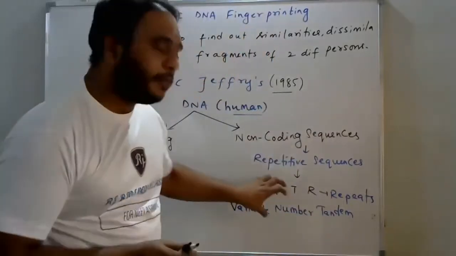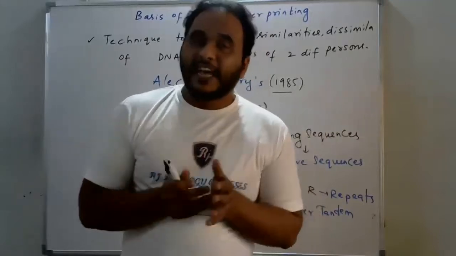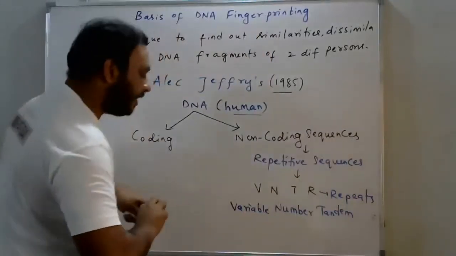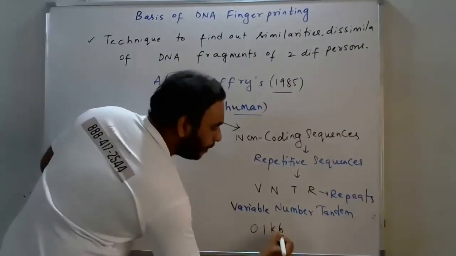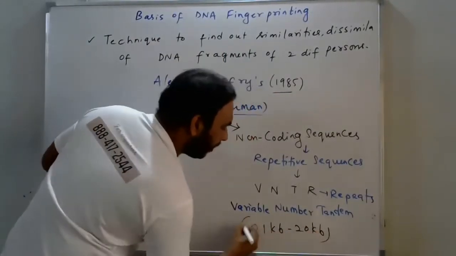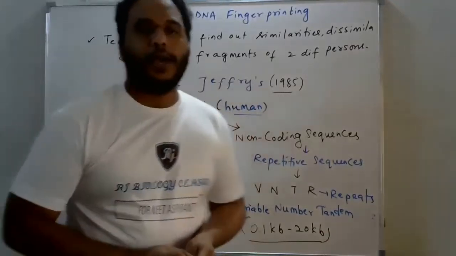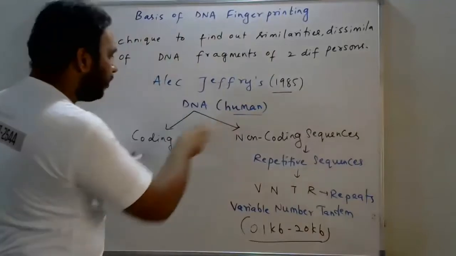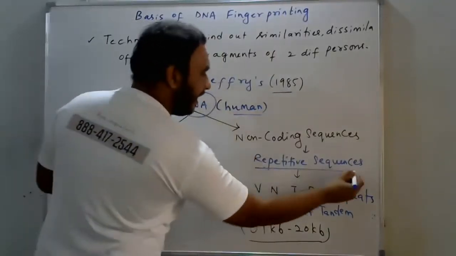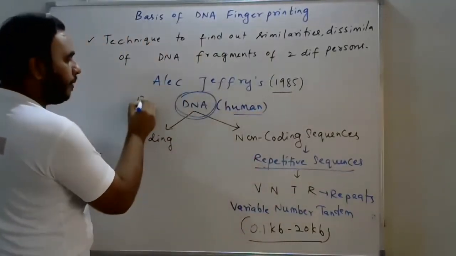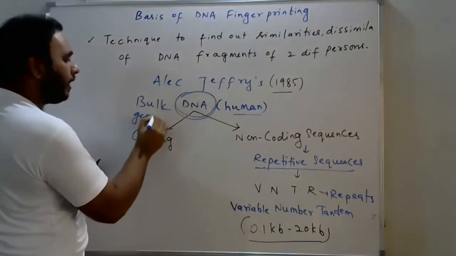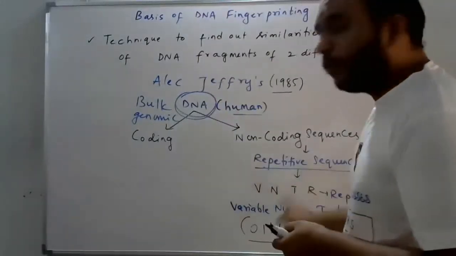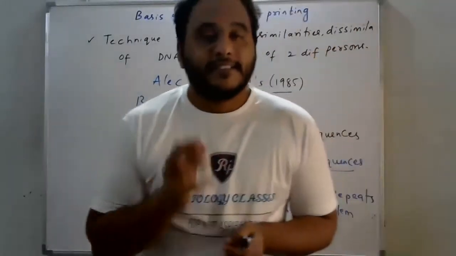Due to this VNTR, it forms the basis of DNA fingerprinting. The size of VNTR ranges from 0.1 kb to 20 kb. This repetitive DNA can be separated from the bulk genomic DNA by using a sequencer.